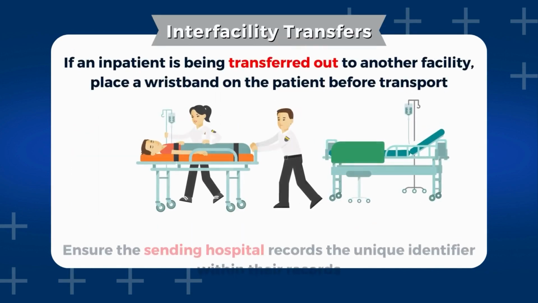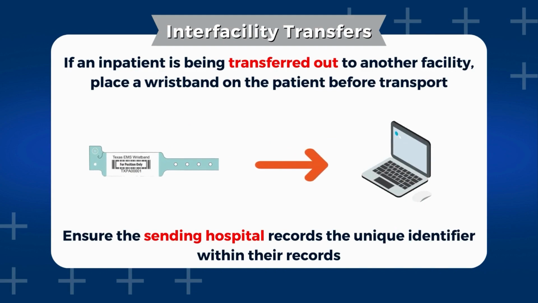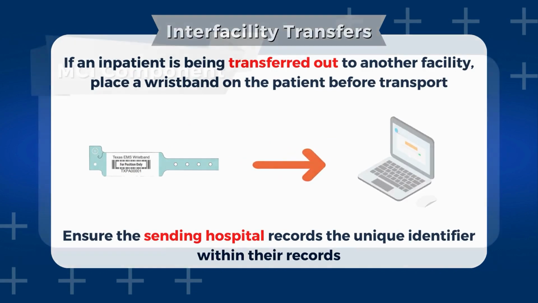If an inpatient is being transferred out to another facility and did not initially arrive by EMS, place a wristband on the patient for transport. Additionally, be sure the applied unique identifier is added to the hospital EMR before they depart.